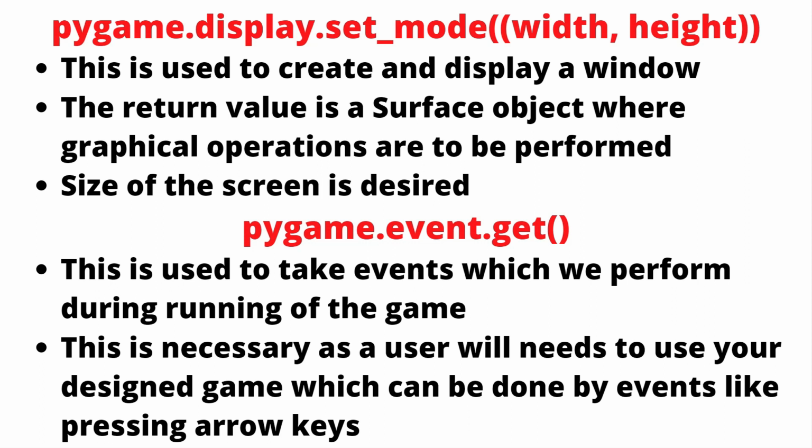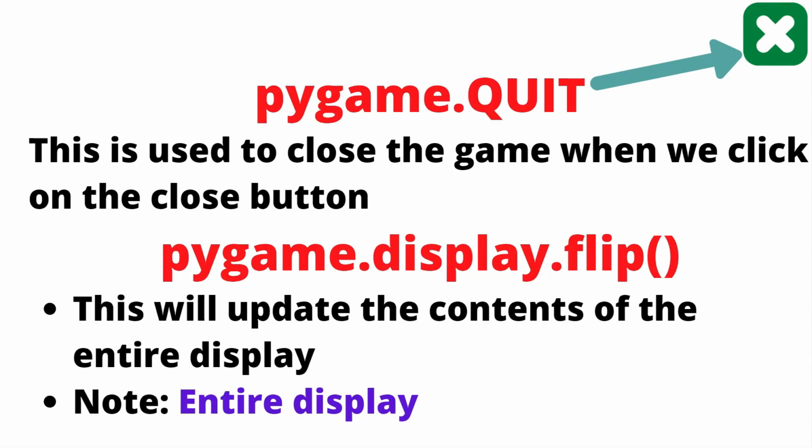What does pygame.quit do? This is used to close the game when we click on the close button, which is present in most of the applications you may see. This is present at the rightmost and topmost corner. So this is used to close the screen, right?